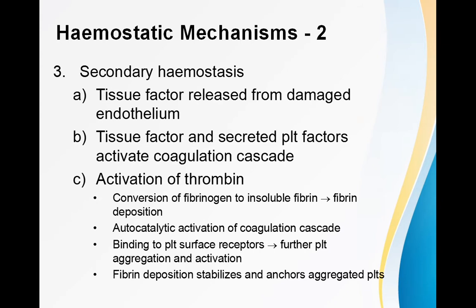Hemostatic mechanisms. Number 2: secondary hemostasis. Tissue factor is released from damaged endothelium. Tissue factor and secreted platelet factors activate the coagulation cascade. Activation of thrombin. Conversion of fibrinogen to insoluble fibrin leads to fibrin deposition. Autocatalytic activation of the coagulation cascade. Binding to platelet surface receptors, further platelet aggregation and activation. Fibrin deposition stabilizes and anchors aggregated platelets.